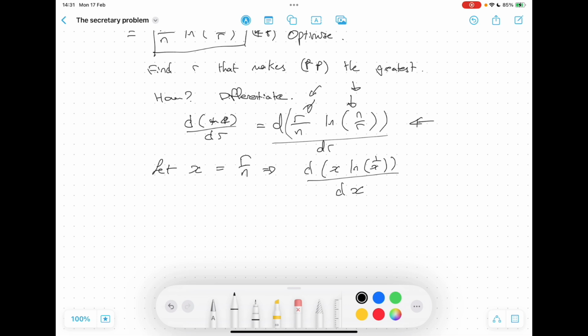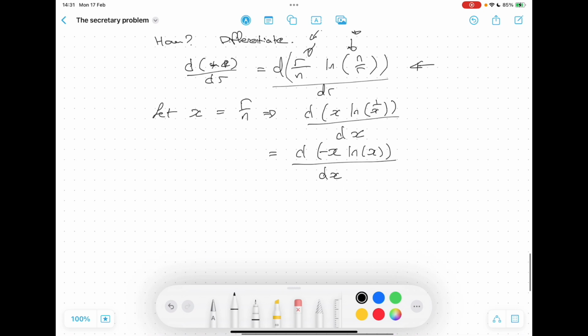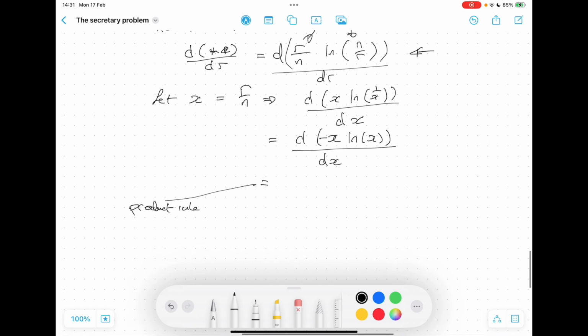If you know your rules of logs, you know that ln of 1 over something is simply minus ln of that something. So we get minus x ln of x. So we want to differentiate this, minus x ln of x, so we use the product rule. And what does that give us? We hold, differentiate, hold. So we get minus 1 times ln of x plus, we hold minus x and then differentiate ln of x, which simply gives us 1 over x. So we get minus ln x plus minus x over x, so minus 1, which gives us minus 1 plus ln x.